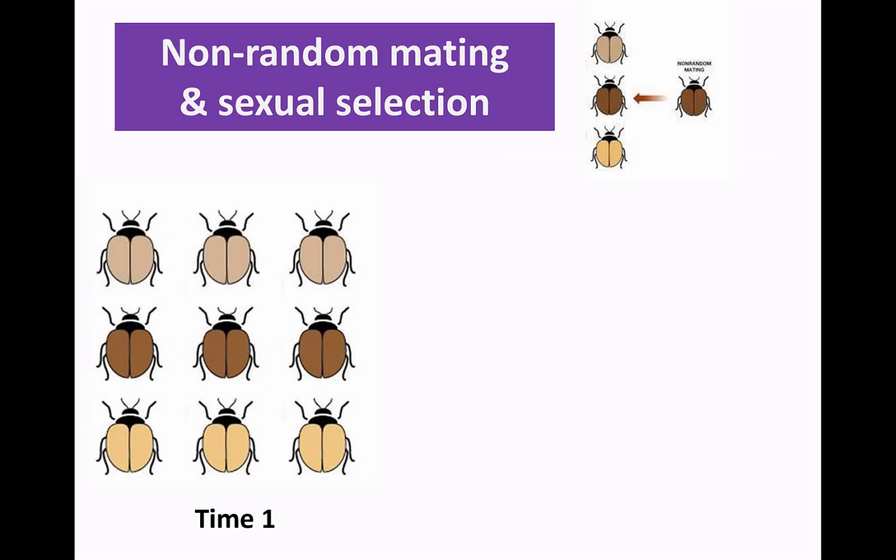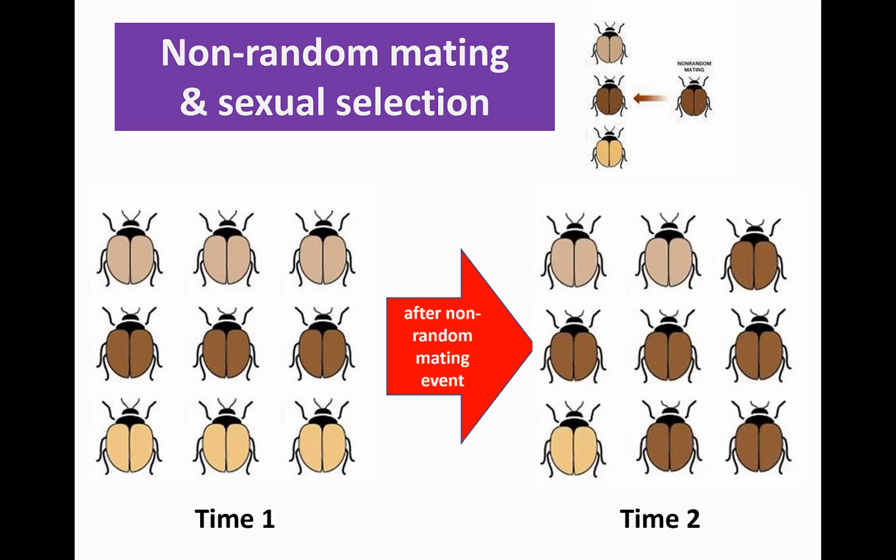So remember, evolution is the change in allele frequencies over time. Beetle color is a heritable characteristic in this example. Some beetles are light brown, some are dark brown, and some are yellow brown. If dark brown beetles only mate with dark brown beetles, in the next generation the allele frequencies will shift.